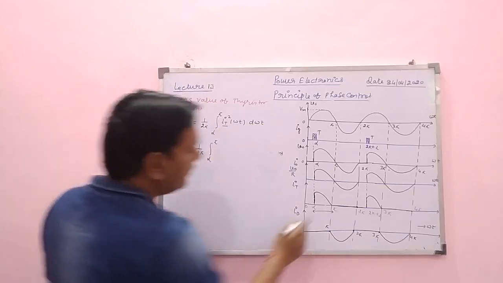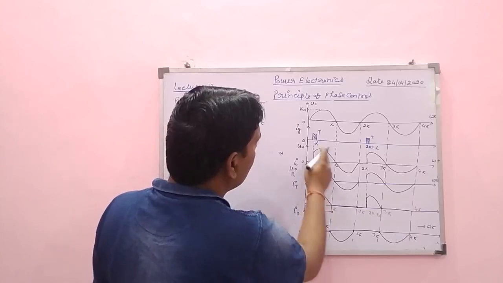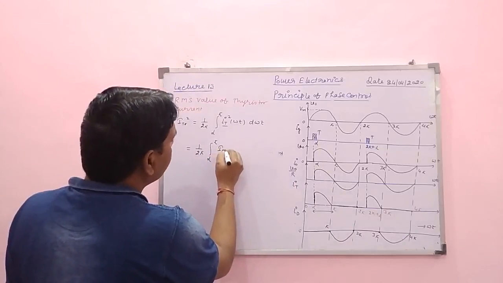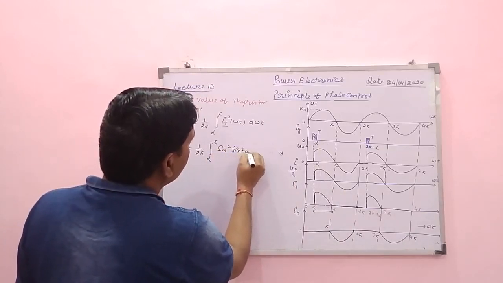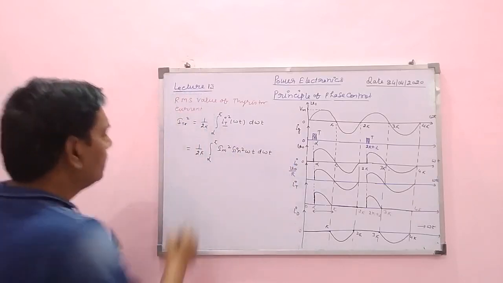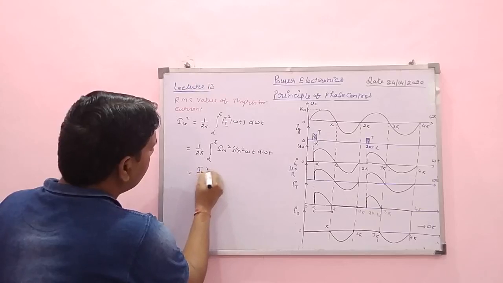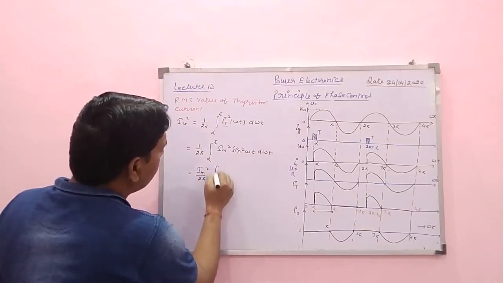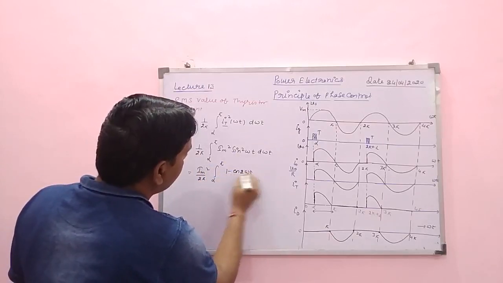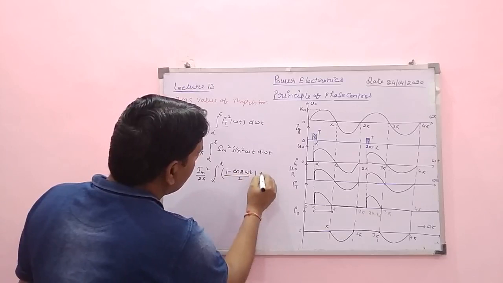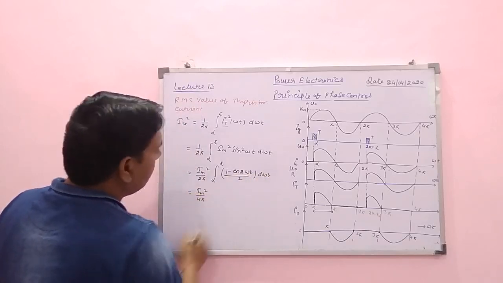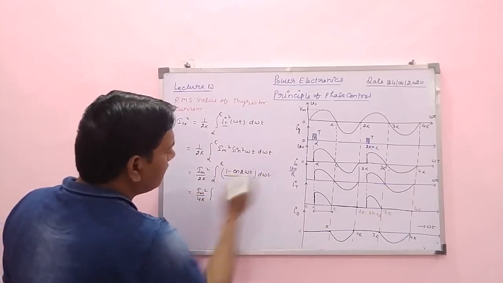You can see this thyristor current follows the output current, and this is the output current. So it will be Im square sin square omega t, d omega t. So it will be Im square upon 2 pi, alpha to pi, 1 minus cos 2 omega t divided by 2, d omega t. So it will be Im square upon 4 pi, and we will integrate this with respect to omega t.